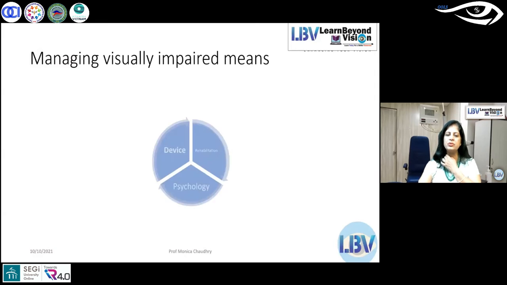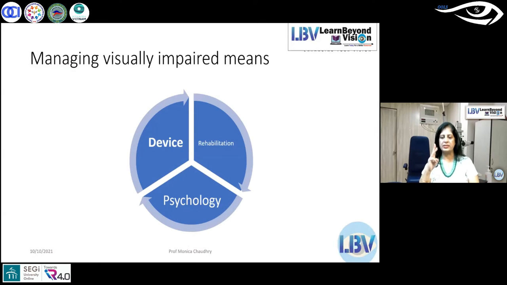So for managing visually impaired patients, we need to understand three things before we move on to our patient. One is, yes, we will have the device, and we'll talk about what has evolved in these devices. The second most important thing is the psychology of your patient. A fresh visually impaired person, let me say an RP patient who has enjoyed full-fledged vision throughout his life, or an ARMD patient who is now 60, 70 years old, suddenly macular degeneration sets in, all the series of treatments and nothing to do after that.